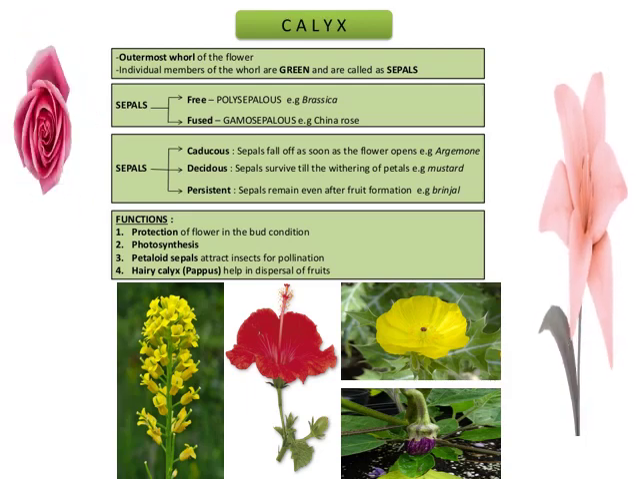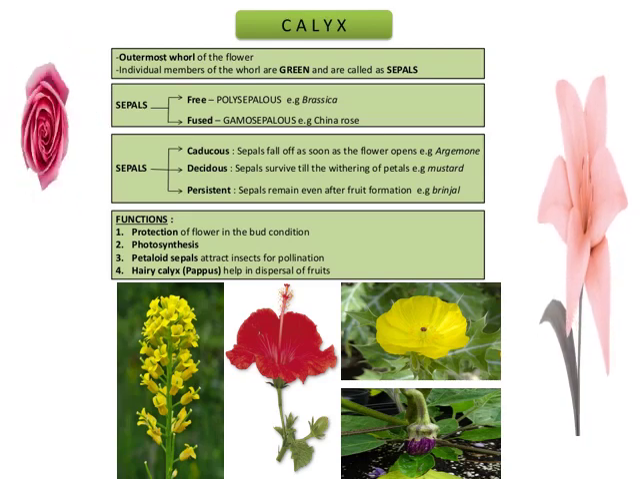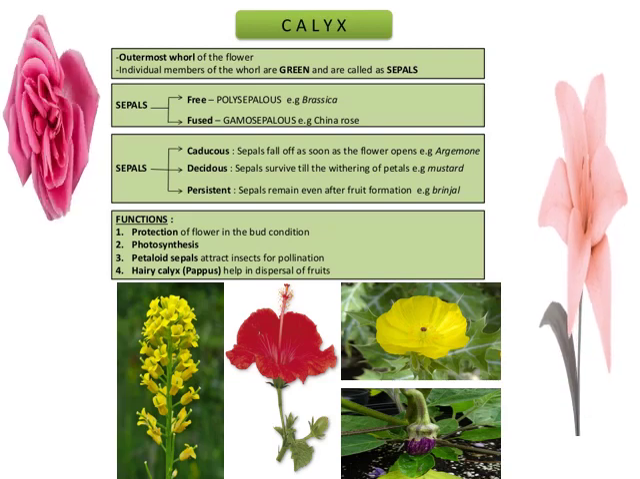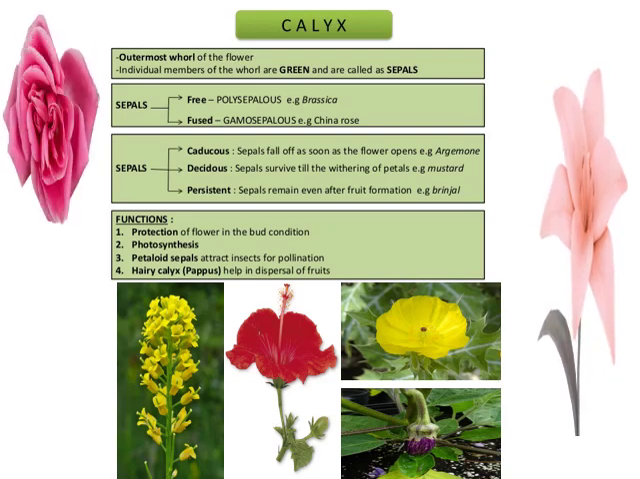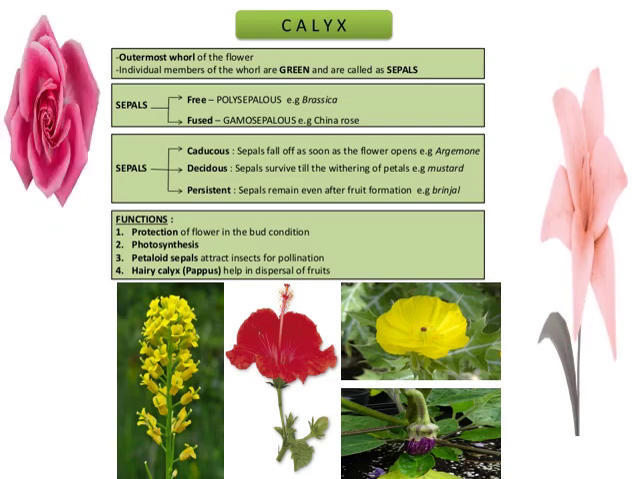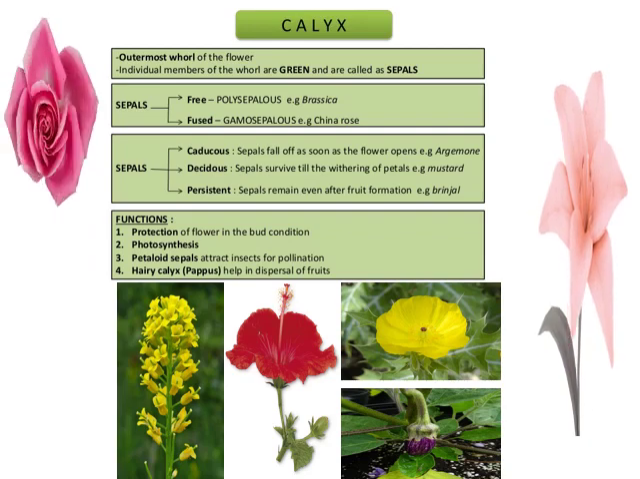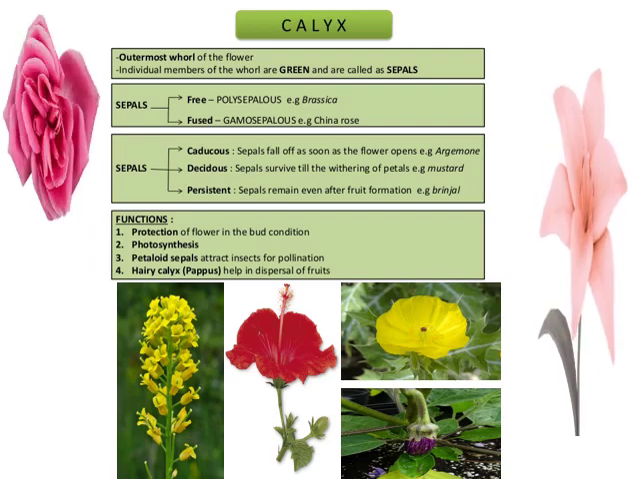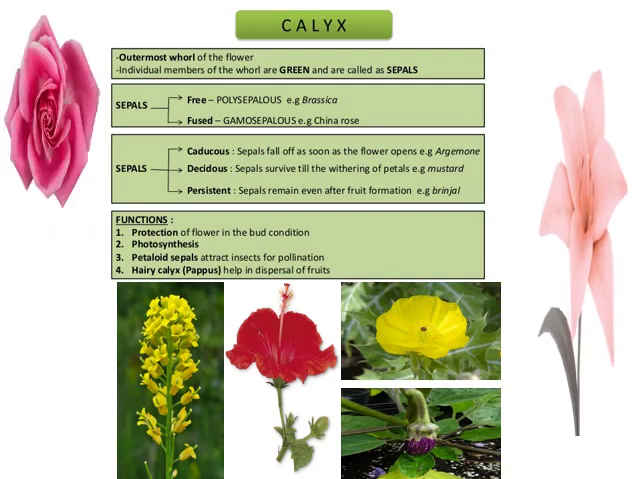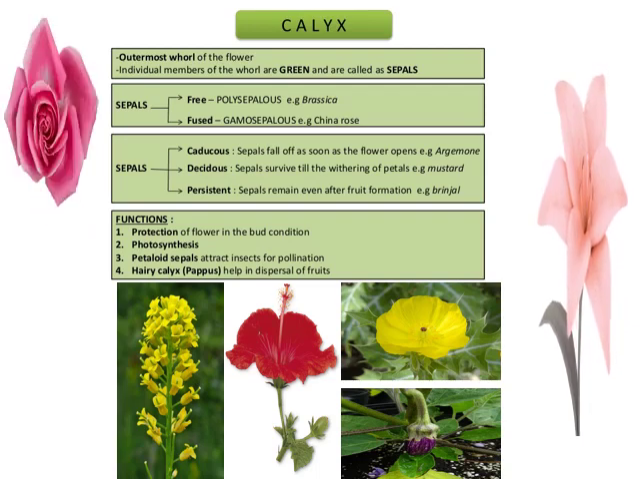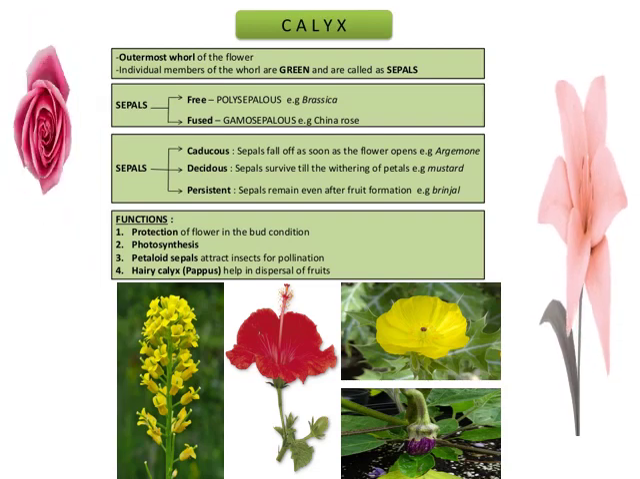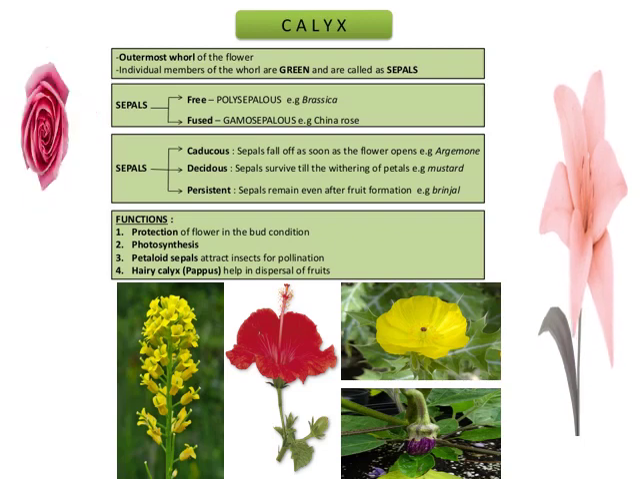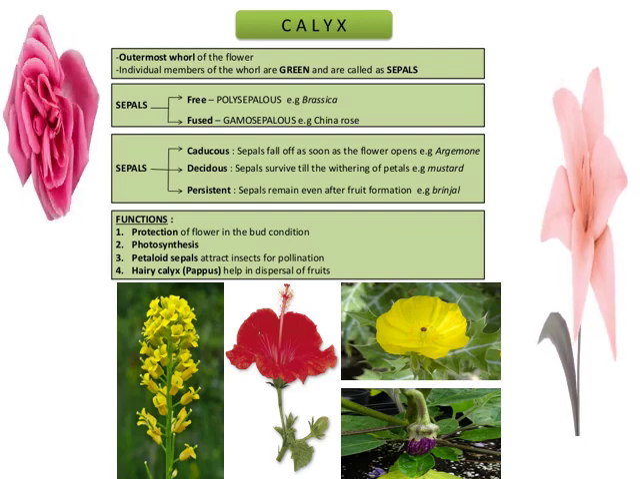Similarly, sepals may be further classified into three forms: caducous, deciduous and persistent. Caducous sepals fall off as soon as the flower opens. In deciduous, sepals survive till the withering of the petals. And in persistent, sepals remain even after fruit formation. The first function of sepals is that they provide protection to the flower in bud condition. They also perform the function of photosynthesis.